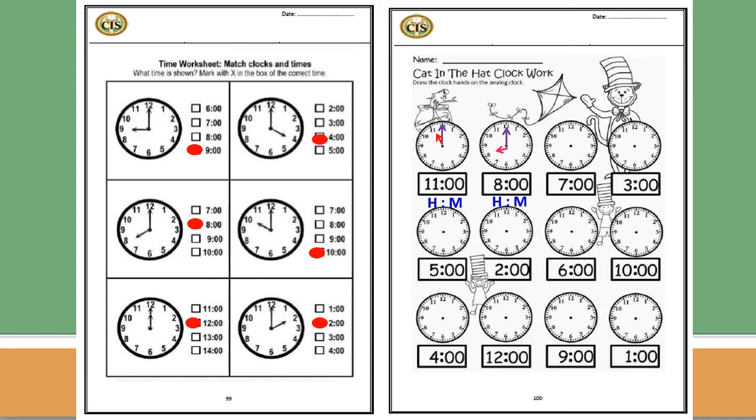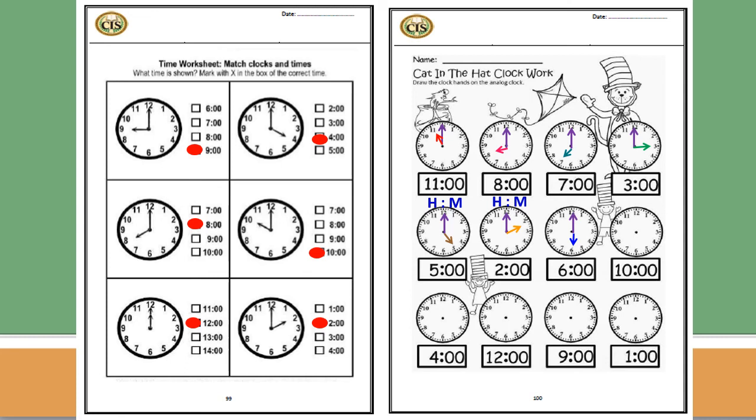Here 7:00. So the short hand points to 7. The long hand points to 12. 3:00. 3 for hours, 0, 0 for minutes. So the short hand points to 3 and the long hand points to 12. 5:00. The short hand points to 5. The long hand points to 12. 2:00. The short hand points to 2. The long hand points to 12. Here 6:00. The short hand points to 6 and the long hand points to 12.